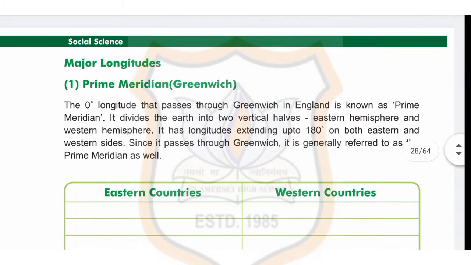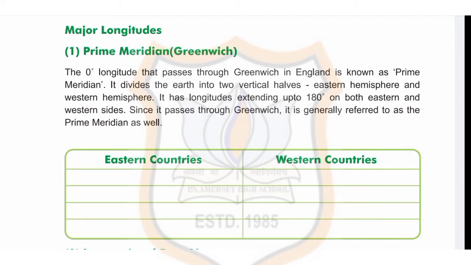Now, major longitudes. Number 1, prime meridian, that is Greenwich. The 0 degree longitude that passes through Greenwich in England is known as the prime meridian. It divides the earth into two vertical halves, the eastern hemisphere and the western hemisphere. It has longitudes extending up to 180 degrees on both eastern and western sides. Since it passes through Greenwich, it is generally referred to as the Greenwich meridian as well.